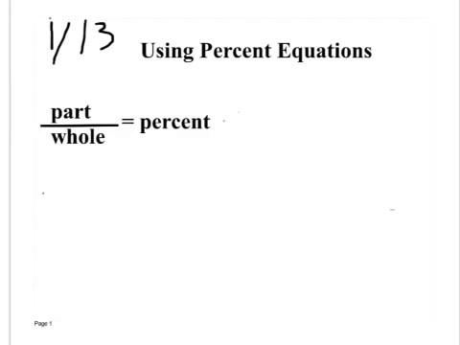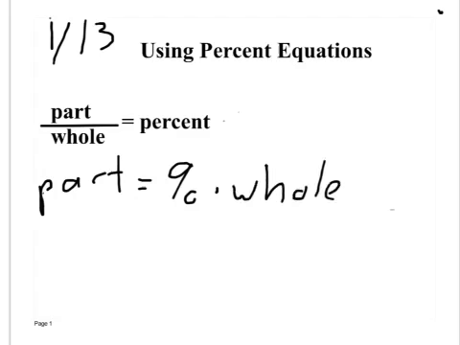If they ask me for the part, they say, what's 50% of 100? First thing I do is I change the percent to a decimal, so I divide by 100. I take the percentage and I times it by the whole. That would give me the part. So 50% of 100, I would take 100 times 0.5. That would give me 50. That's the part.